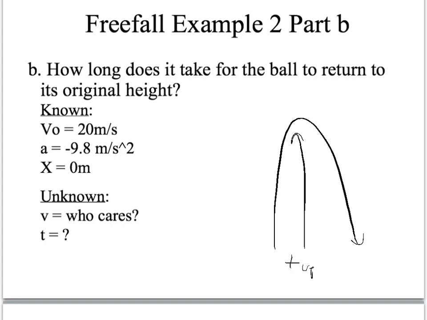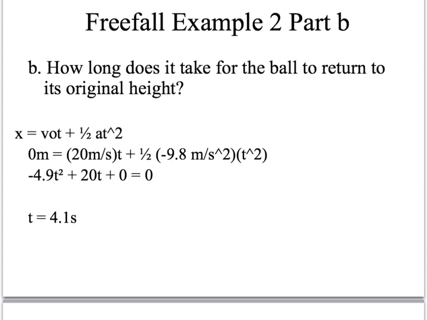Find my initial velocity, my acceleration, and my x. My v I put as who cares, although you could use a negative 20 meters per second as the final velocity, and that would be correct as well. So more than one way to do these. So I went ahead and did who cares for v and solve for time.